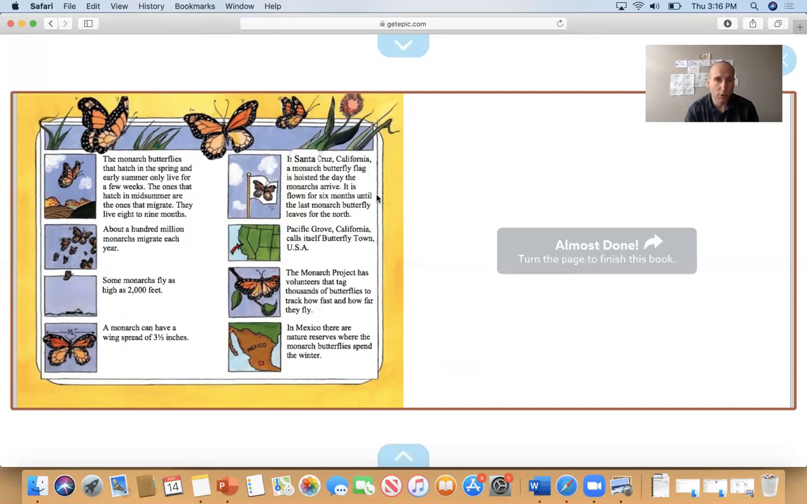In Santa Cruz, California, a monarch butterfly flag is hoisted the day the monarchs arrive. It is flown for 6 months until the last monarch butterfly leaves for the north. Pacific Grove, California calls itself Butterfly Town, USA. The Monarch Project has volunteers that tag thousands of butterflies to track how fast and how far they fly. In Mexico, there are nature reserves where the monarch butterflies spend the winter. So this page includes a lot of cool facts.